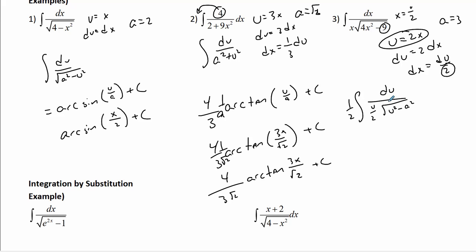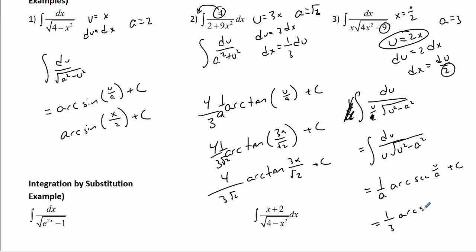But what's going to happen? Well, that's actually going to come out as a 2, not a 1/2, because I'm really dividing by it, so it's got to multiply by the reciprocal. So that is actually going to cancel with that. So this is equal to du over u root u squared minus a squared. So that is equal to 1 over a arc secant of u over a plus c. So that's 1 over 3 times the arc secant of u, which is 2x, over a, which is 3, plus some c.